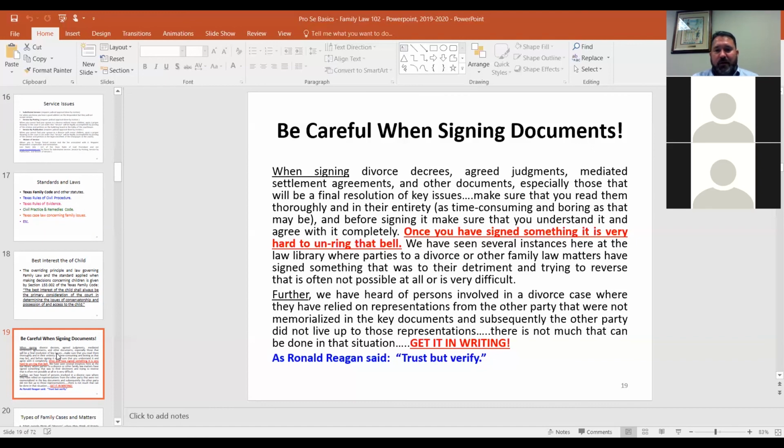Also, some people want to rely on representations by maybe their ex-spouse to be, but they don't get it in writing, and then you're screwed, essentially. We've had some people come in here, they got divorced, maybe they had an agreed decree, and not included in that decree were important issues, and they said, well, he promised me he was going to do this, or he was going to let me stay in the house until so-and-so, and it wasn't in writing, and there's not a lot people can do about that. So get it in writing and be careful.